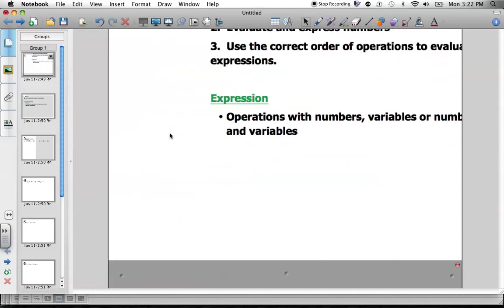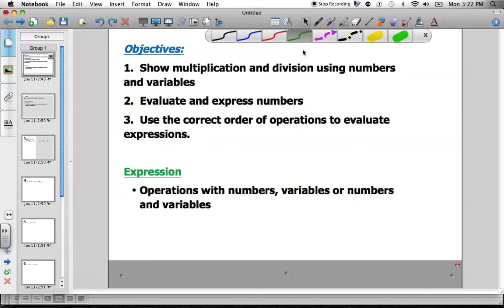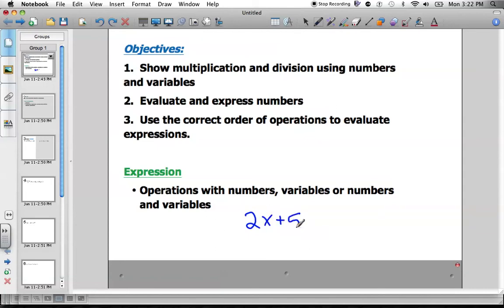If I give you something like this, 2x plus 5, that is an example of an expression. Let me show you something that would not be an expression.